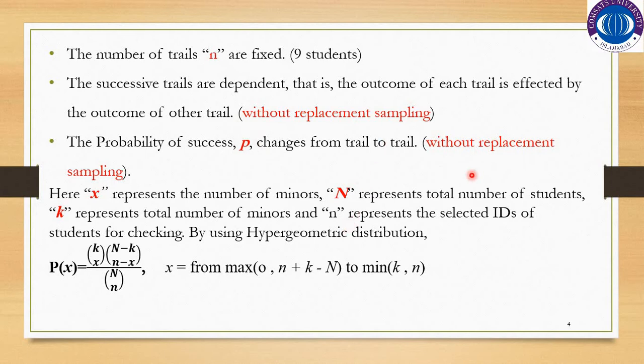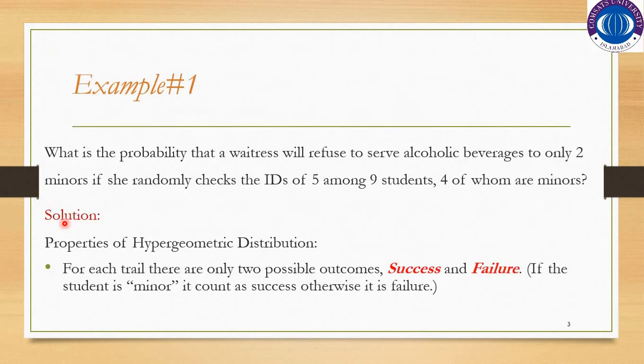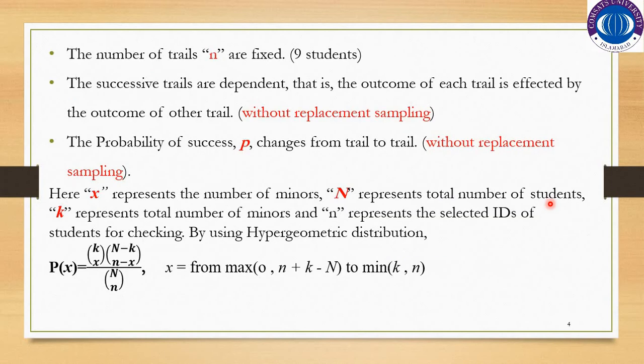Capital N represents the total number of students. Small k represents the total number of minors, because k is basically the number of successes in the population, and we have a total of 9 students in the population, and our success will be the minors, so there are 4 minors in the population. And small n represents the selected IDs of the students for checking.